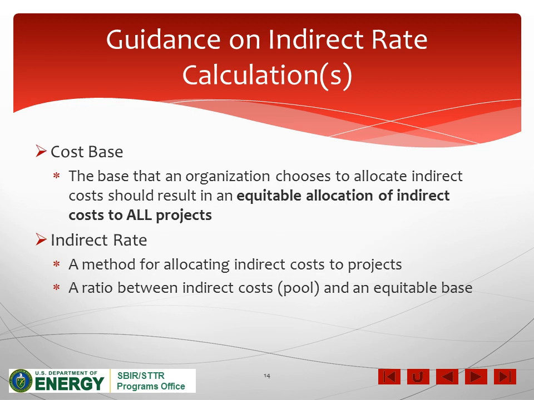We have identified the indirect cost pools and how the indirect costs are grouped together. So now we are going to talk a little bit about the cost base. The cost base should be a direct cost, i.e., direct labor, total direct cost. The base is the way that an organization decides to allocate indirect costs, and the base should result in an equitable allocation of indirect costs to all projects. The indirect rate is the ratio between the indirect costs and an equitable base.